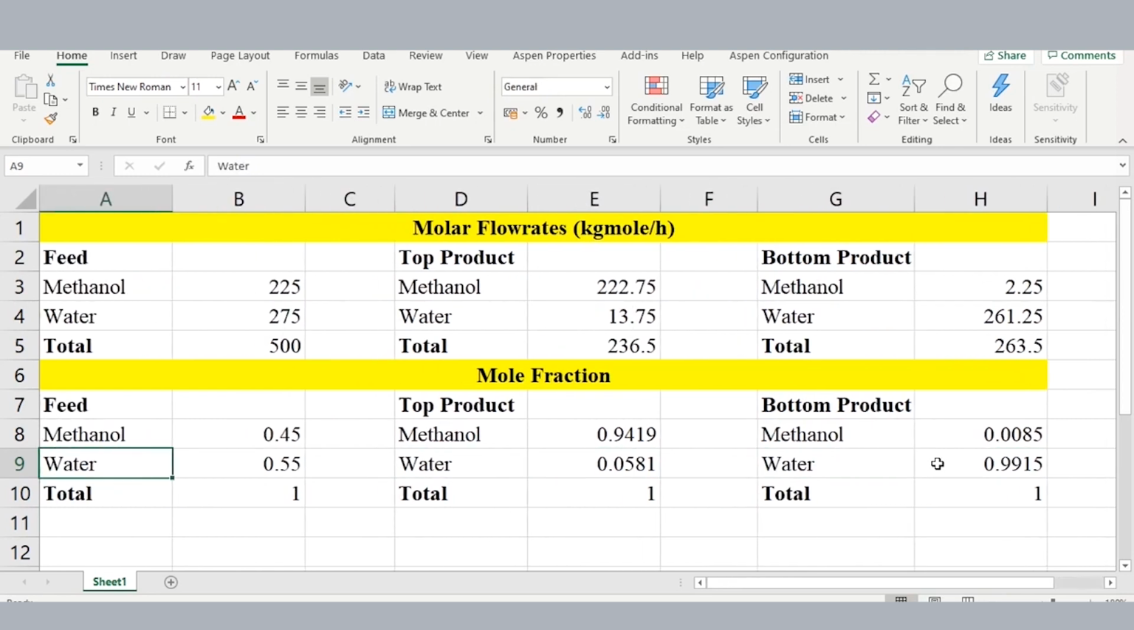So what we will do, this methanol, which is the light key going into the bottom, is 0.0085, and the water, which is the heavy key, is going to the distillate. So we will use these values.